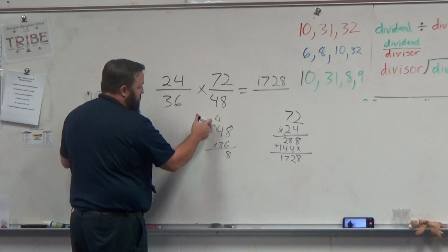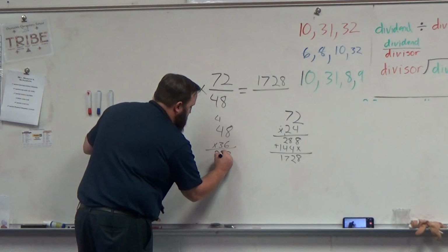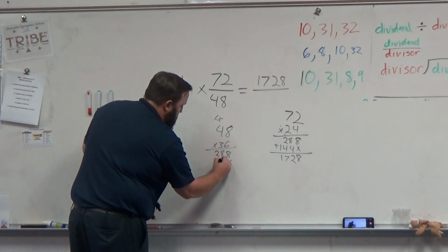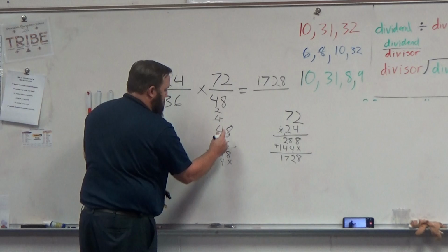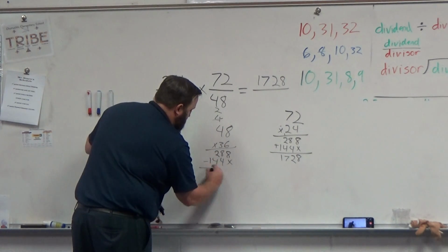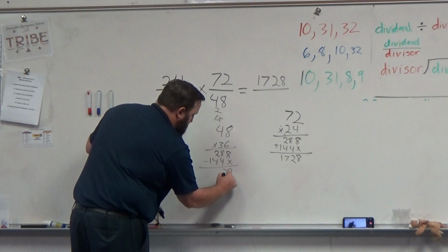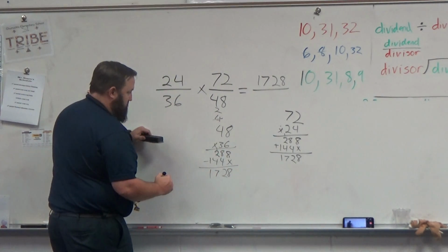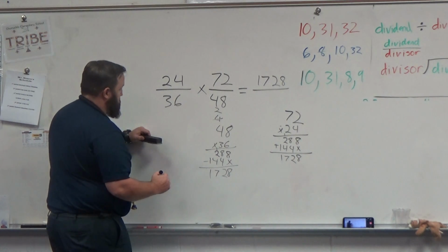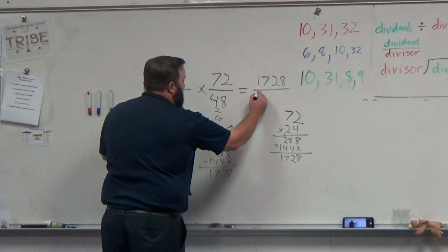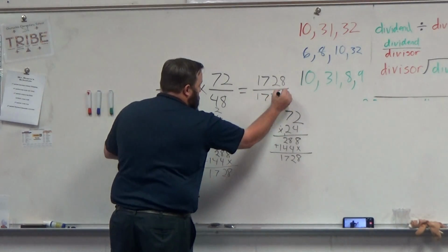6 times 4 is 24, 24 plus 4 is 28. Placeholder, 3 times 8 is 4, carry the 2. 3 times 4 is 12, 12 plus 2 is 14. So once again, like I said, I'm working with these big numbers, all right? Now I work that out and I get 1728.